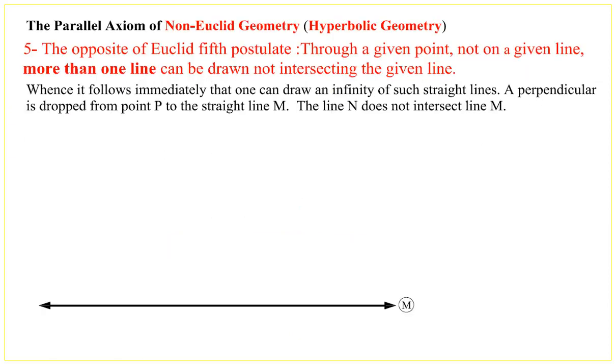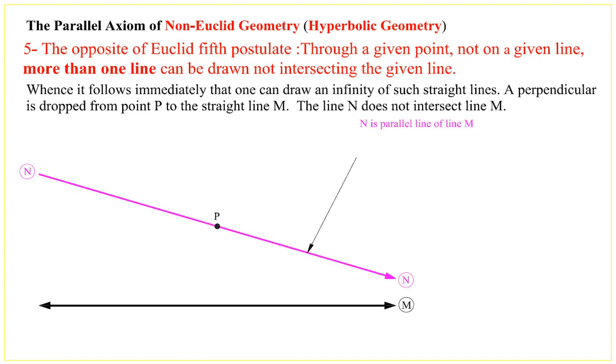The parallel axiom of non-Euclid geometry, hyperbolic geometry. 5. The opposite of Euclid's fifth postulate. Through a given point, not on a given line, more than one line can be drawn not intersecting the given line, whence it follows immediately that one can draw an infinity of such straight lines.